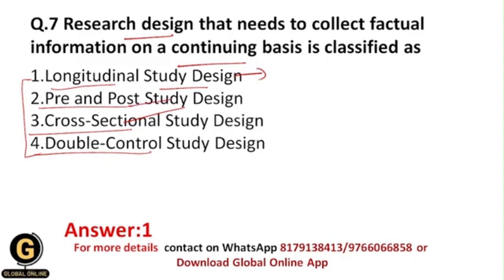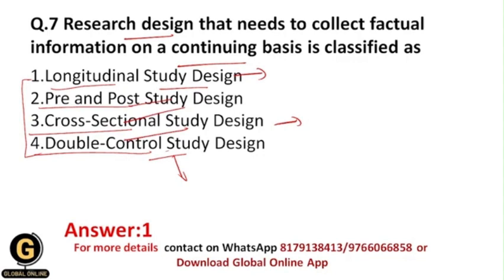Okay, and that's why it is called the pre and post study design. Cross sectional study design is the study design in which a researcher takes the information from lots of participants at one period of time. In the double control study design, there are 2 control groups and 1 experimental group. That's why it is called the double control study design.